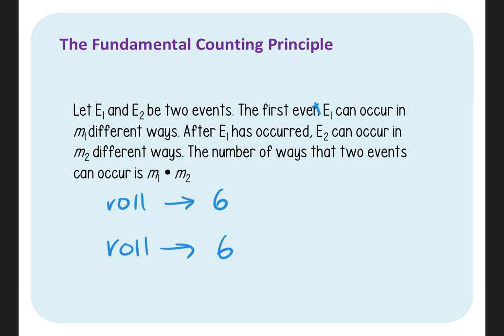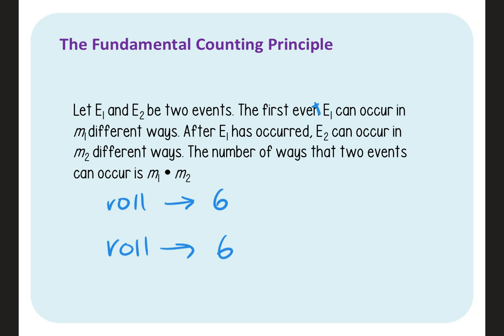And that is way faster than saying I could go a 1 and a 1, a 1 and a 2, a 1 and a 3, a 1 and a 4, a 1 and a 5, a 1 and a 6. And then I can do a 2 and a 1, a 2 and a 2. Like, you don't want to do that. You want to figure out all the outcomes you can get from the first event, all the outcomes you can get from the second event, and then multiply them together.